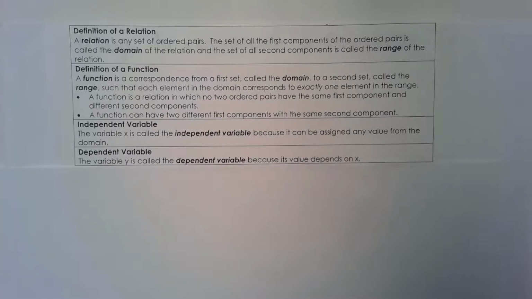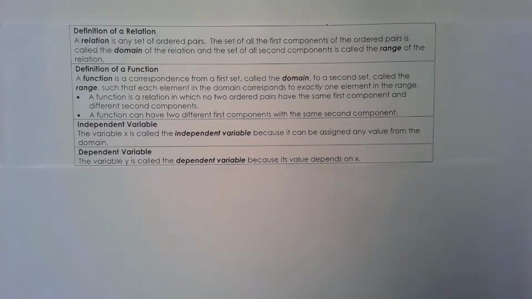We have here the definition of a relation. A relation is a set of ordered pairs. And in a relation, you have what's called a domain and range. The domain is the set of all first components of the ordered pairs, and the range is the set of all second components of the ordered pairs.